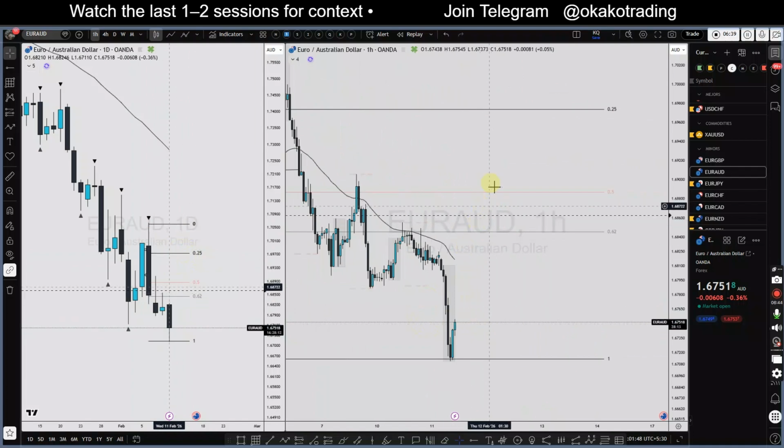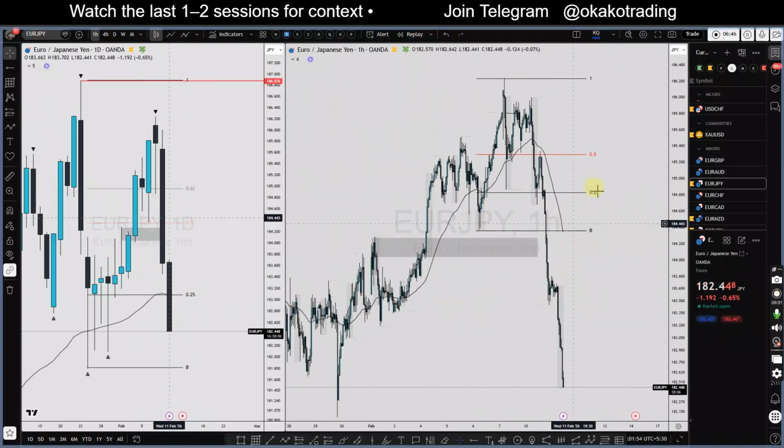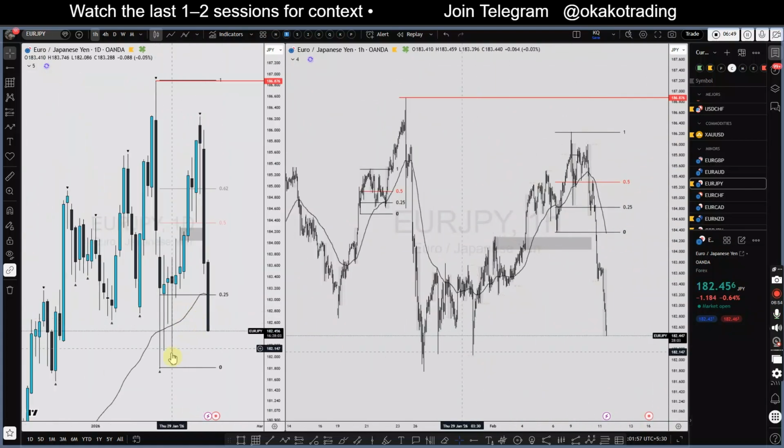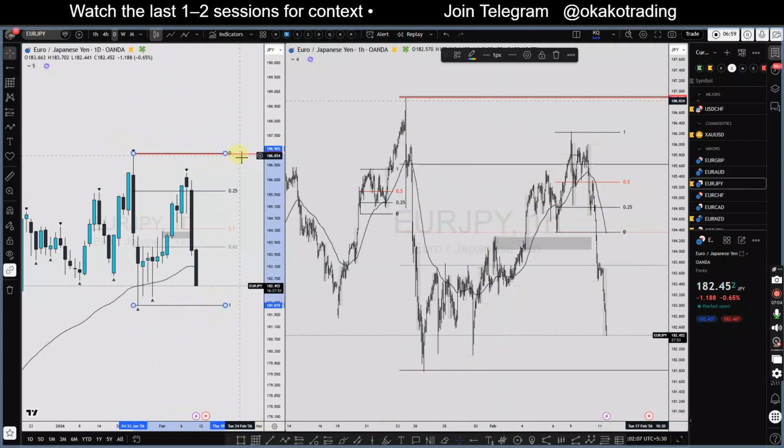Perfect. I'll be waiting for price to again go into a premium level so that we can start looking for a short setup again. Euro JPY. JPYs are dropping. We are currently below this level, so we're not going to look for longs right now. We can simply look for shorts, and this is our HPL.